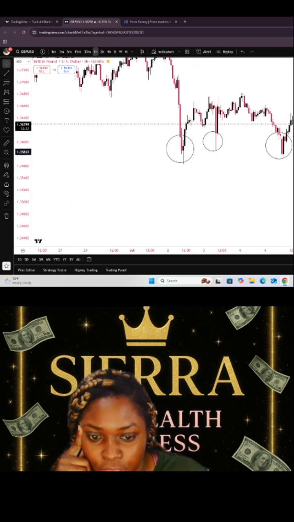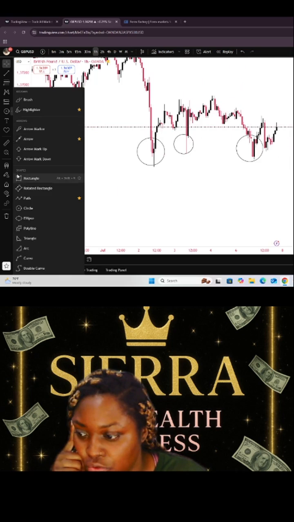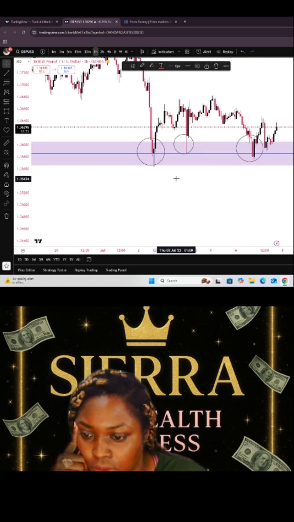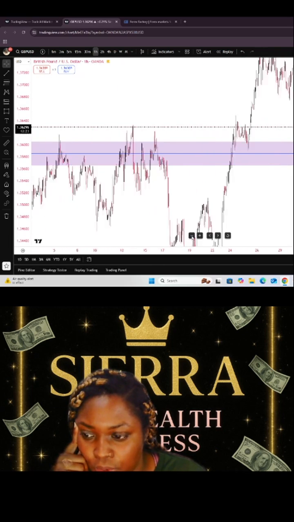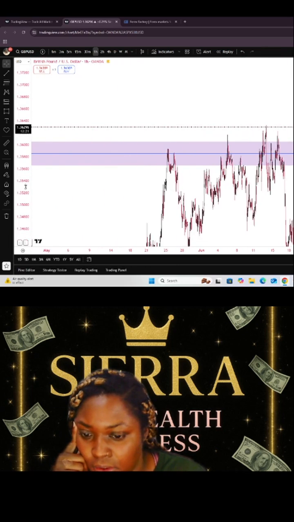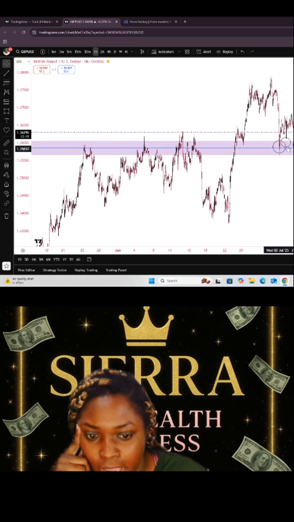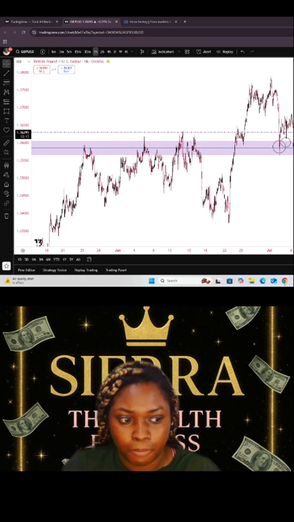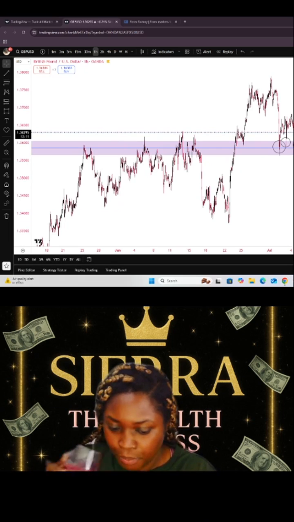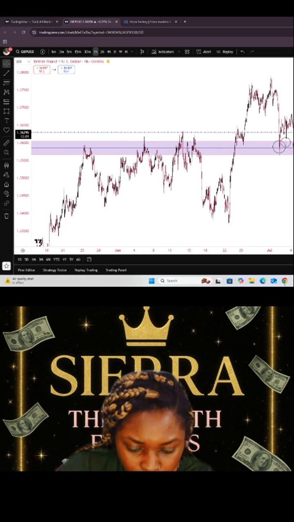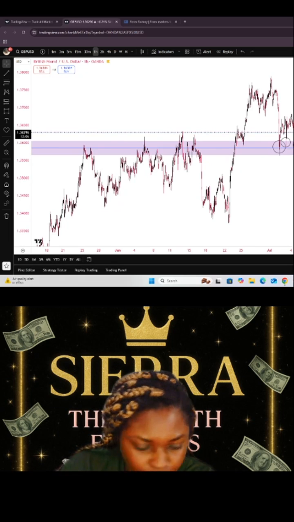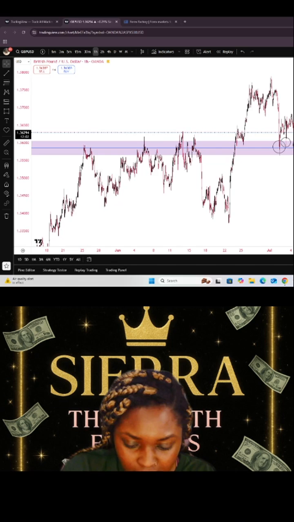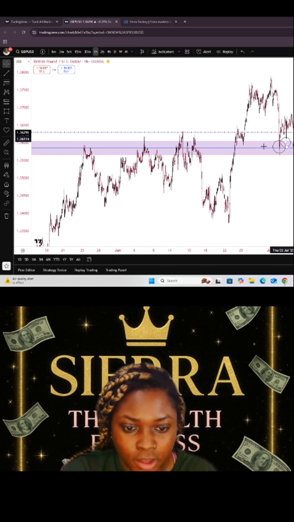All right, so we got 3 areas of rejection. I just draw my zone, right? And then I zoom out and I want to look to the left. Did price also react to this zone? Let me know, yes or no. My phone finna die. Yes, yes it did. Right? So I marked this area.